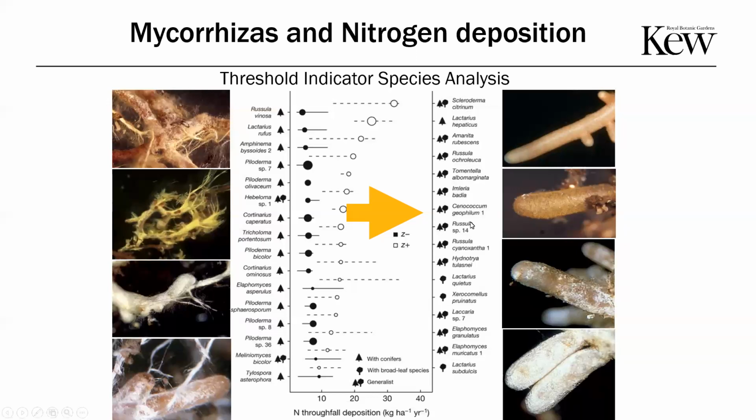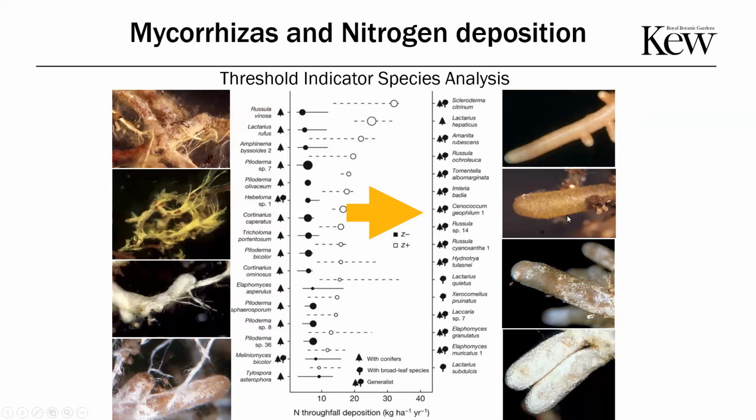And we also found that fungi that associate with conifers are the more sensitive to nitrogen, while fungi that associate with broadleaf, or they are generalists, tend to increase. And we know that the system moves this way.